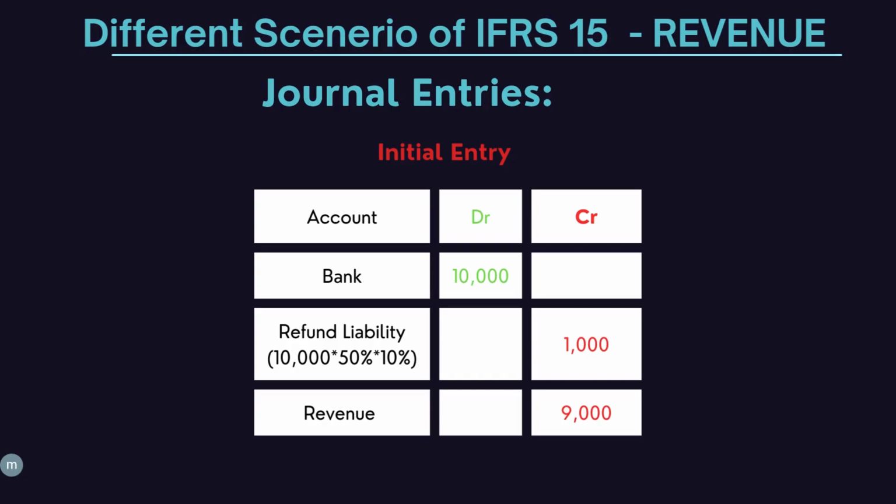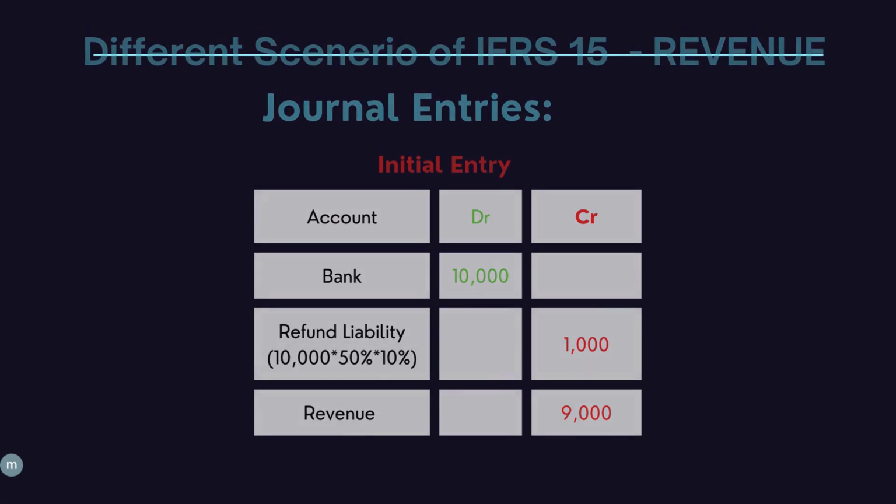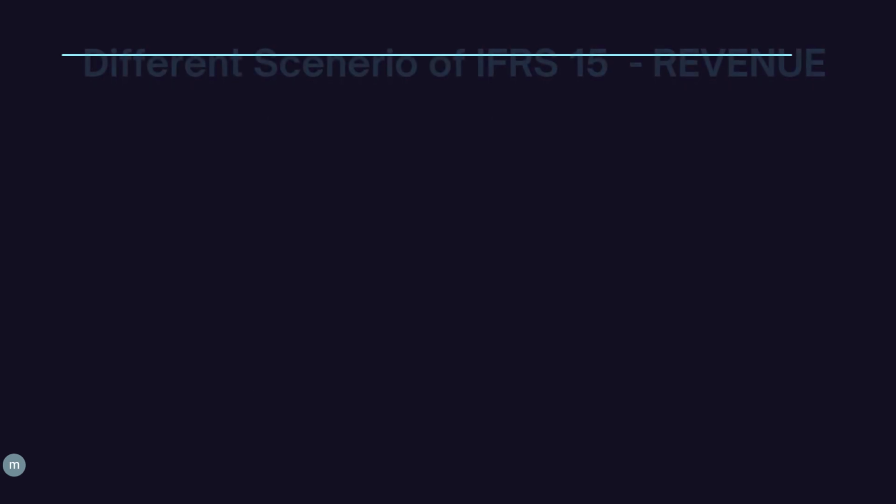So when the customer pays: bank debit 10,000, revenue credit 9,000, that's 90% of the fee you expect to keep. Refund liability credit 1,000, a 10% chance of a 50% refund. So that $1,000 sits aside in a refund bucket, not revenue yet.